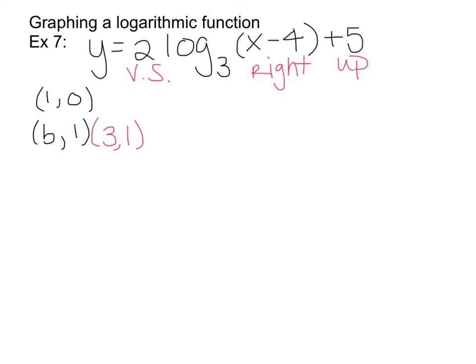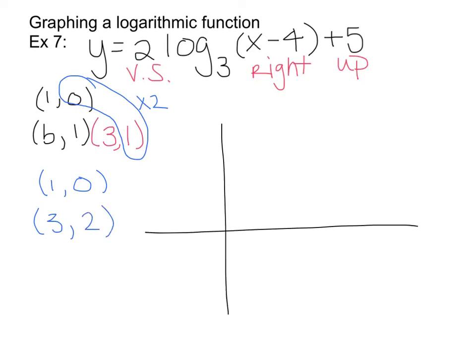Okay, so then we always start by vertically stretching it. So we take our y values and we multiply them by 2. So 0 times 2 keeps it 0. 1 times 2 gives me 2. So those are the 2 points I'm going to start with: (1, 0) and (3, 2). Okay, this is what logarithmic graphs look like. They're exponential functions on their sides. Remember, because the logarithmic form is the inverse of your exponential form.